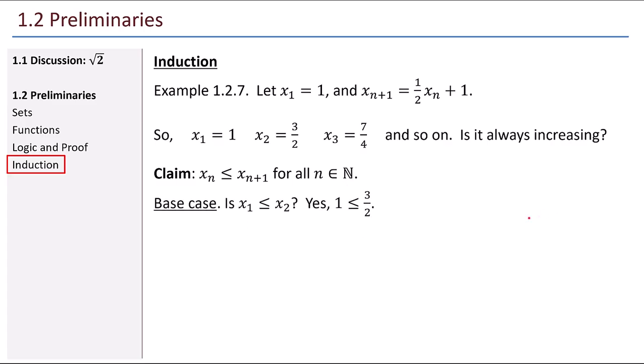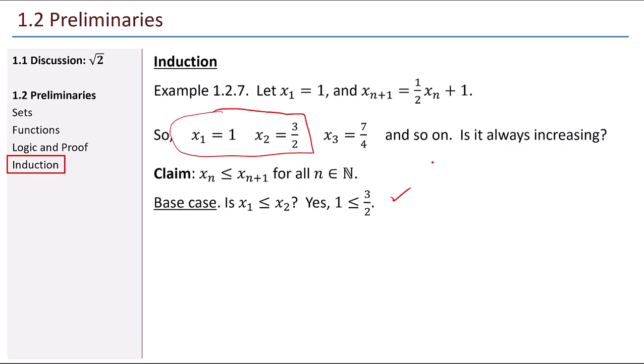So we'll prove this by induction. Now the first part is the base case. I have to establish that it actually begins that way. Is x sub 1 less than or equal to x sub 2? And yes, we calculated them out. 1 really is less than or equal to 3/2, and so the base case is complete.